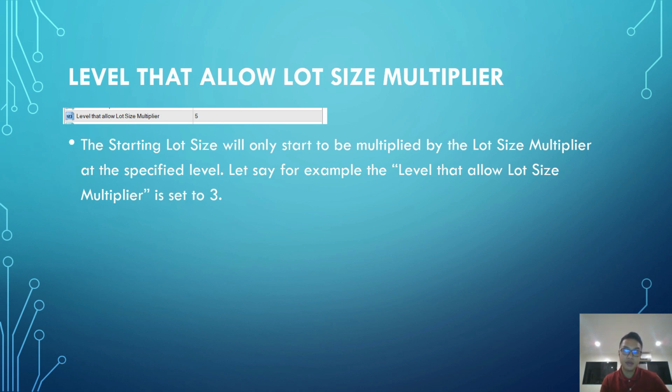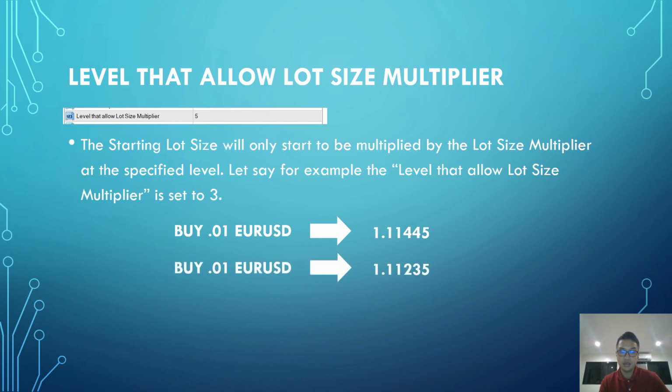So let's say, for example, the level that allows lot size multiplier is set to 3. So buy 0.01 EURUSD at 1.11445. The second is still buy 0.01 EURUSD at 1.11235. The lot size multiplier can now be applied at the third level because you set the level to 3, right? So at the third level, it's 0.02.